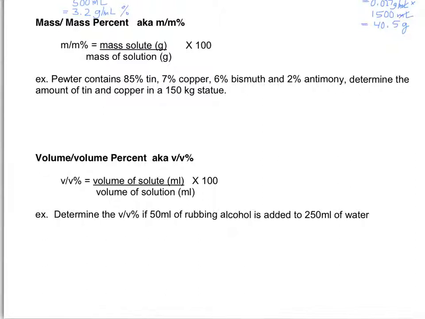So we've got pewter, and it is made up of 85% tin. Almost said 25. Don't need that decimal there. 85% tin, and 7% copper, 6% bismuth, and 2% antimony. We want to figure out the amount of tin and copper that are actually in that 150 kilogram statue. So I'm looking at tin and copper, right? Cu.